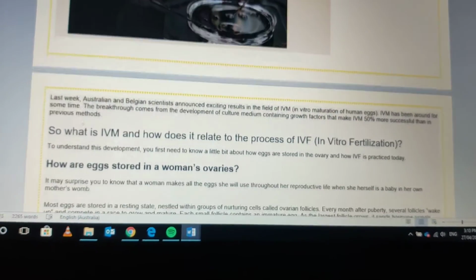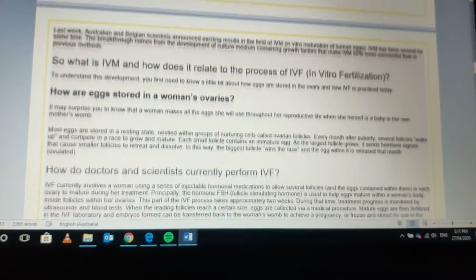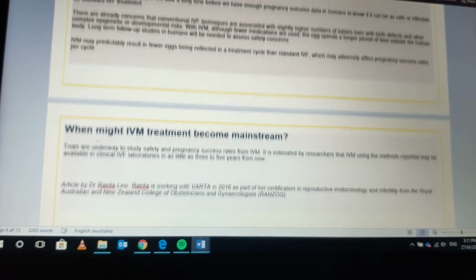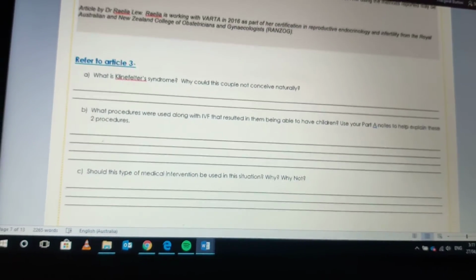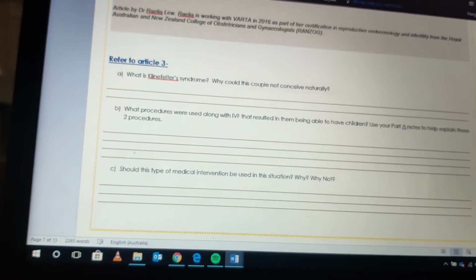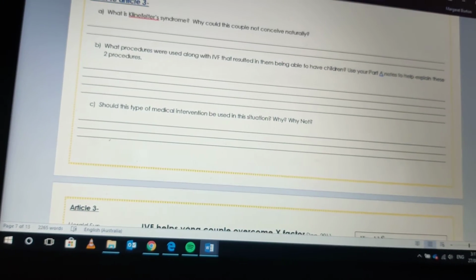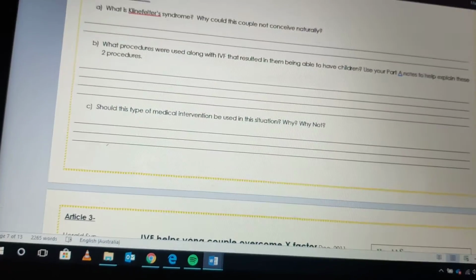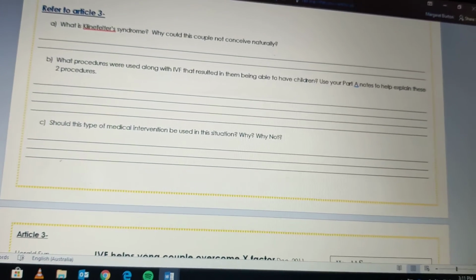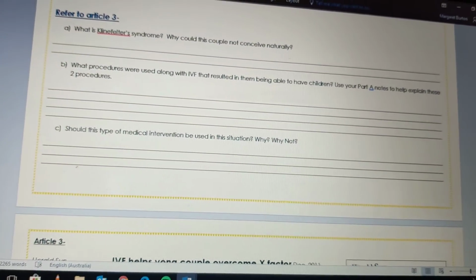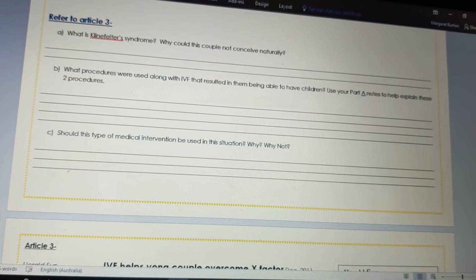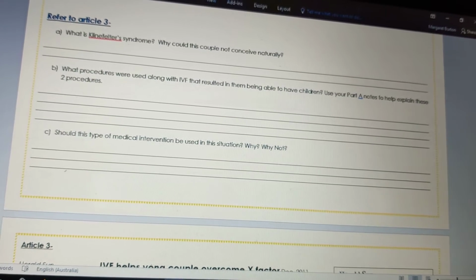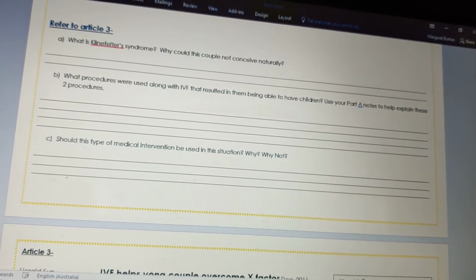So you need to refer to your article. This article is broken up into sections, so you need to find the relevant bits, read it and answer the questions. Article 3 is about a particular syndrome. We've done some genetics before, but this is about Klinefelter's syndrome and a man who has had it. This article's close to my heart because my brother actually does have Klinefelter's syndrome and he had the same problem as this, but because he is much older, this procedure was not around, so it was of no use to him and he couldn't have his own child.